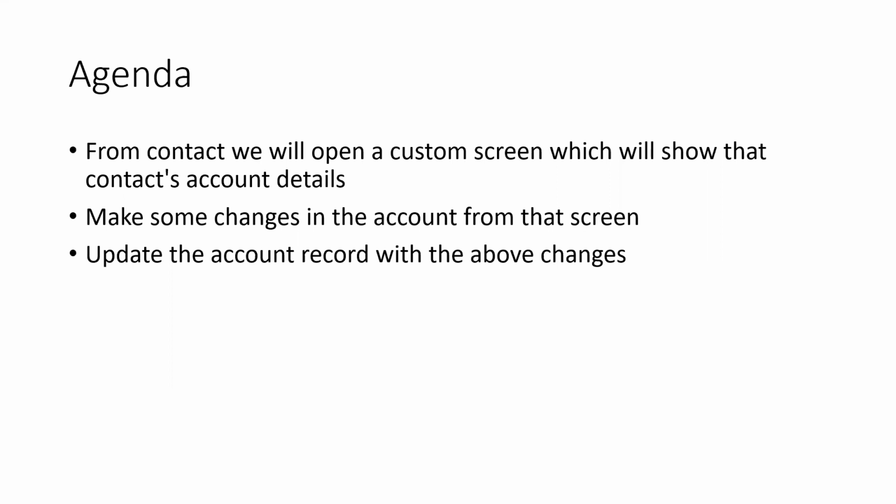The following are the things that we are going to do. First of all, we'll go to a contact record. From that contact record, we'll open a custom screen which would show that contact's account details pre-populated. Now in this screen, we will make changes to those pre-populated account details. And then finally, we are going to update that account record with the changes that we made. So let's start.